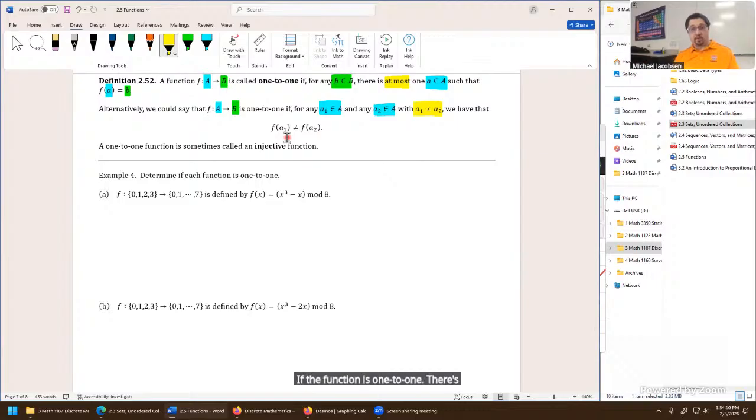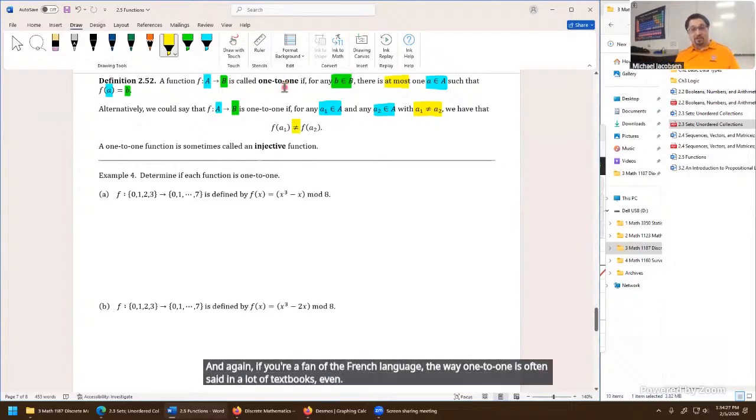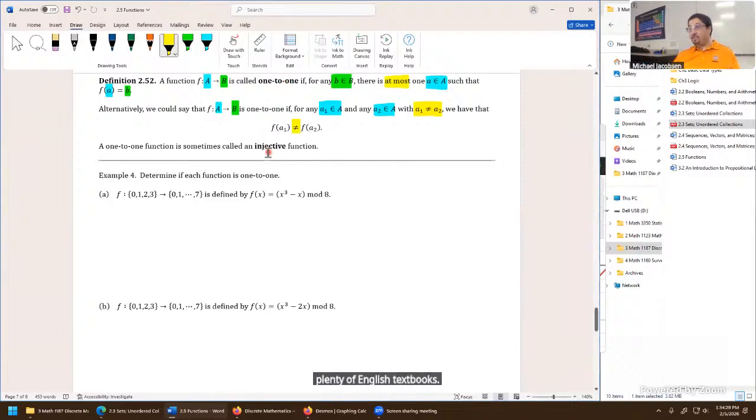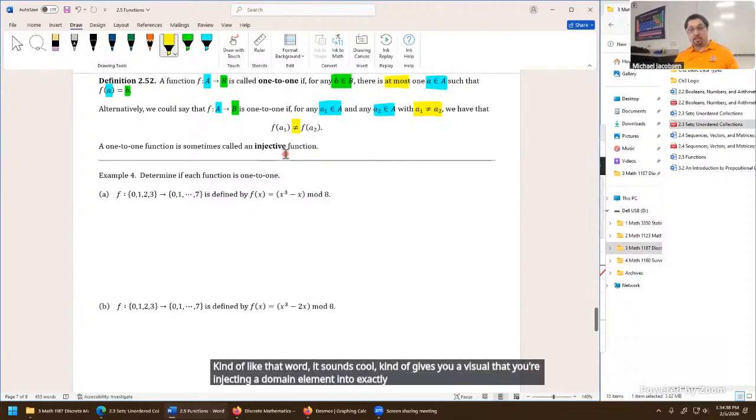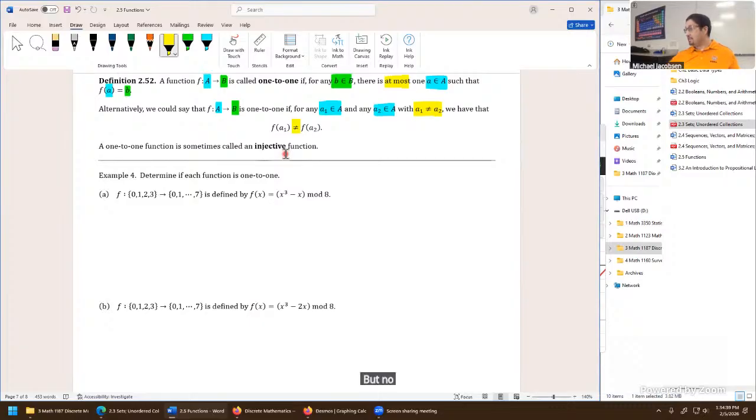There's no collisions is an informal way of saying this. There's no way to map to the same value with multiple inputs. So this is the essence of one-to-one, either way we look at it. And again, if you're a fan of the French language, the way one-to-one is often said in a lot of textbooks, even plenty of English textbooks, injective is the word for one-to-one. Kind of like that word, it sounds cool. It kind of gives you a visual that you're injecting a domain element into exactly one output, but no others.